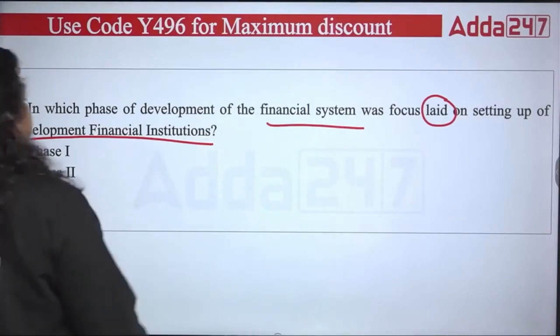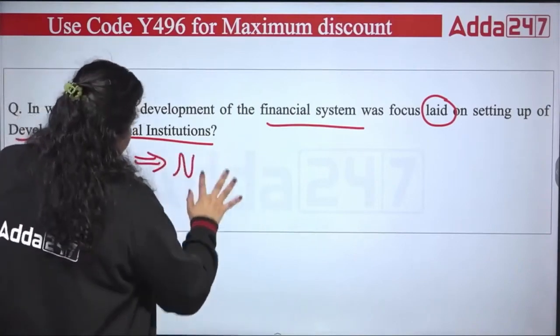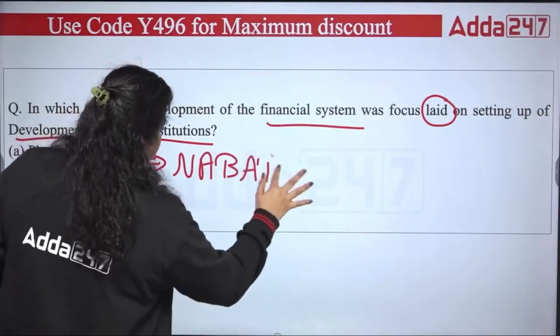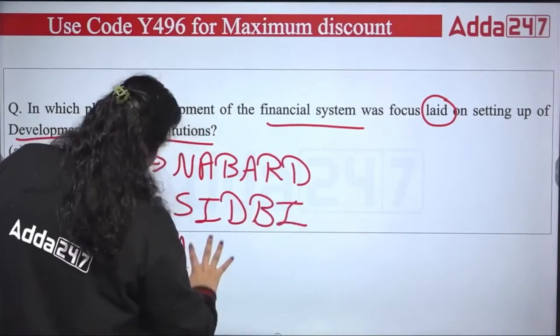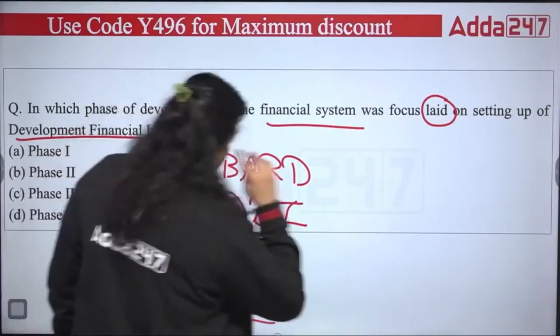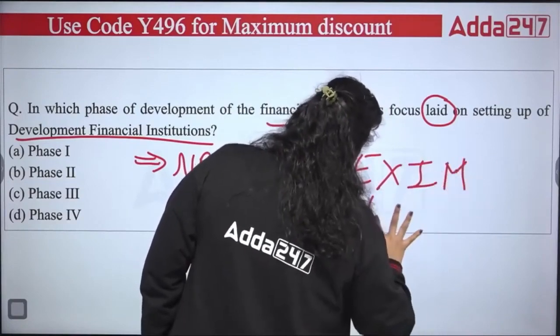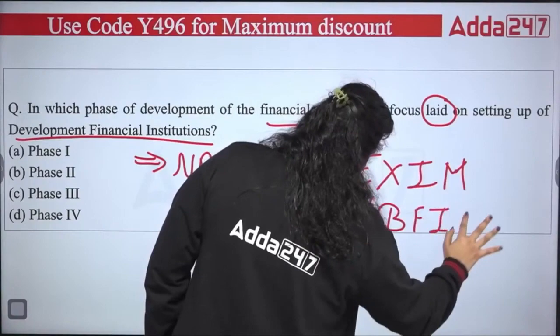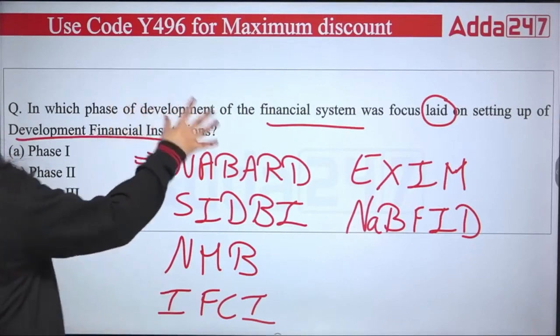So when it comes to the development financial institution, these are the institutions which actually develop a particular sector of the country. Like we have NABARD, SIDBI, NHB, IFCI, we have EXIM, and the latest one we have NaBFID. These are all development financial institutions. Okay, IDBI also used to be a development financial institution, but not anymore. It is a commercial bank now. Okay, so in which phase has this development been seen?